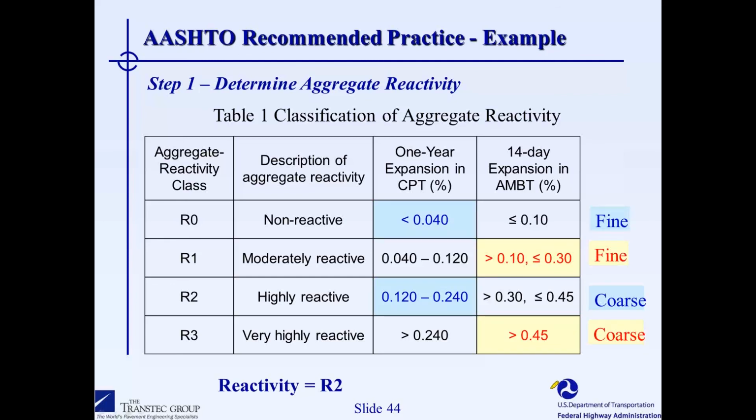In this case here, we also have concrete prism test, so we find that the actual results don't agree. We find that our fine is R0 and our coarse is R2. Well, because the concrete prism test prevails, we are going to take this result here for the coarse aggregate, and because this is a higher reactivity than the fine, we're going to use this level of reactivity. Had we not had this test information available, we would have used the results for the coarse aggregate and be designing for the higher reactivity class of R3.